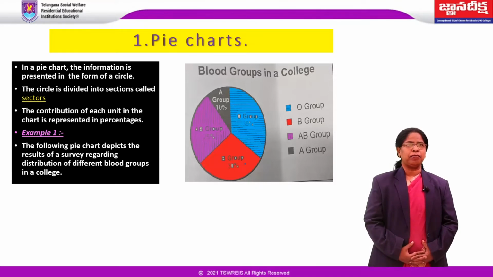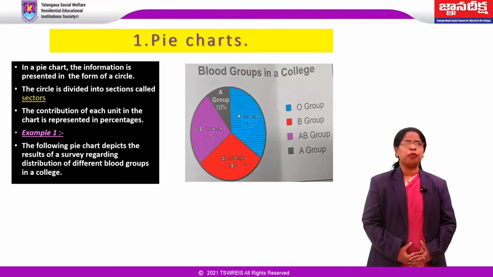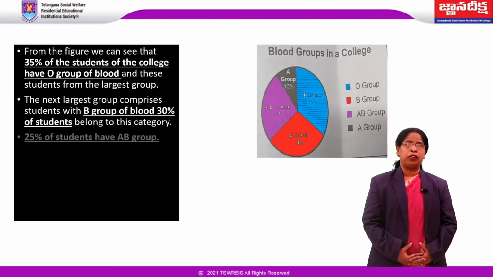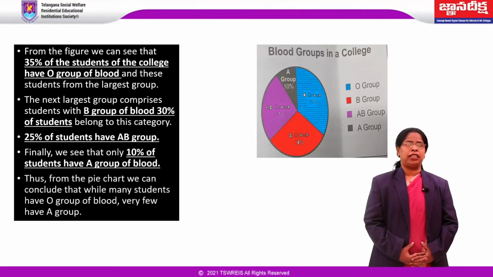Example, the following pie chart depicts the results of a survey regarding the distribution of different blood groups in a college. You can make out from the picture that it is in a circular form and the four sectors tell us the blood group of the students of the college, where they have O, B, AB and A blood group, with the percentages.